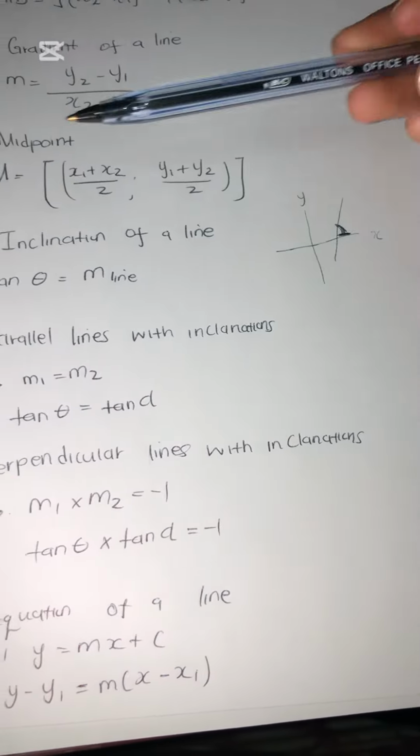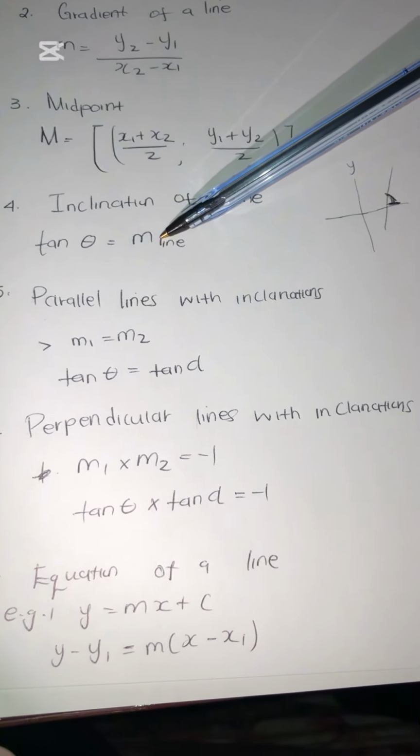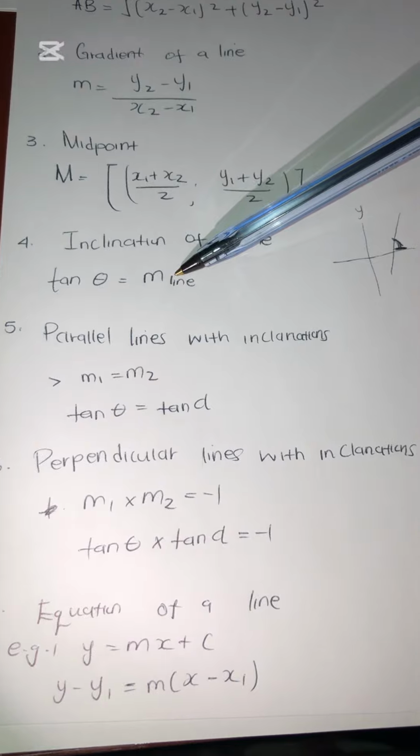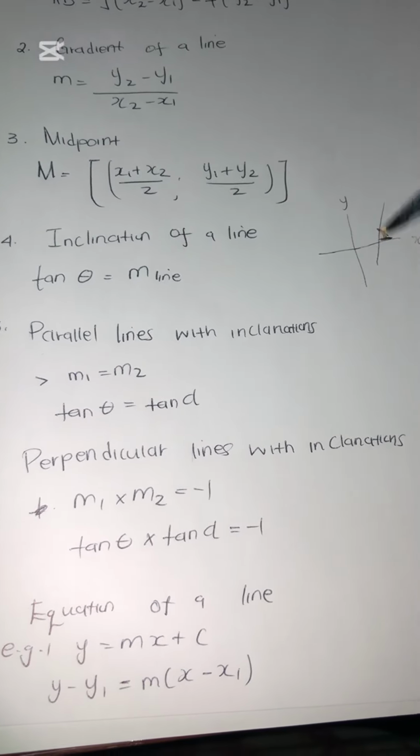The formula is very simple, straight to the point. It's tan theta equals the gradient of that line.